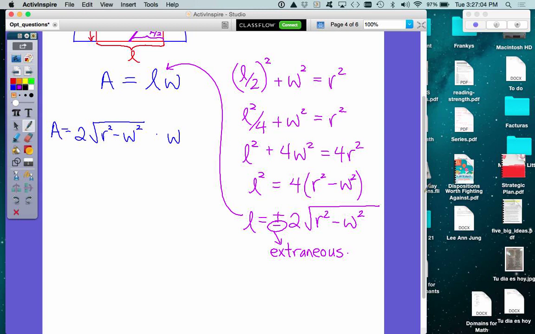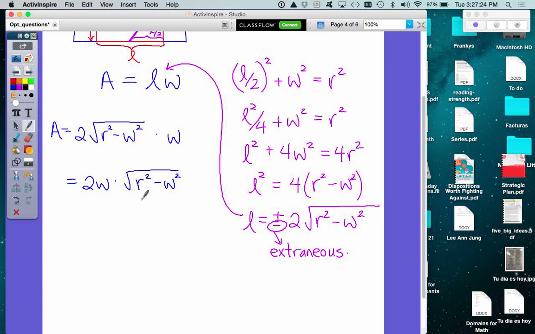I can probably make this a little bit friendlier to differentiate by writing it like this, 2W times the square root of R^2 - W^2. And now I have a formula in terms of one unknown. It actually looks like it's still in terms of 2 unknowns, but we have to remember, and this is very important, that R is not an unknown.